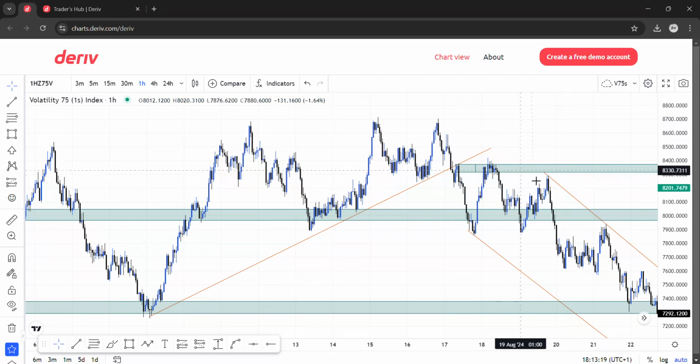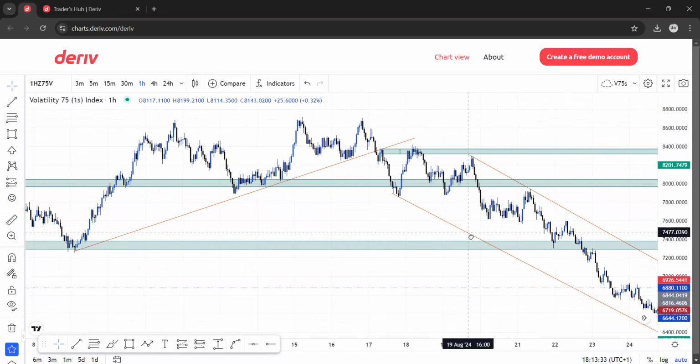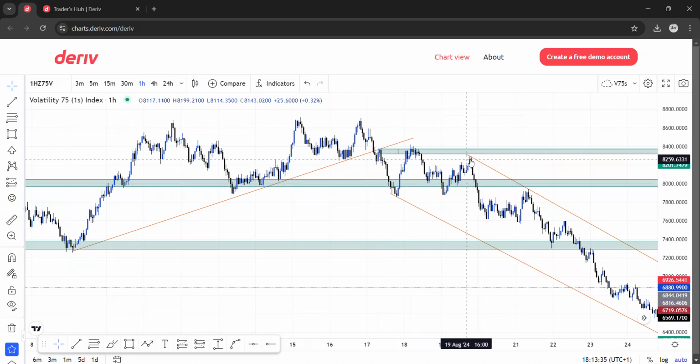This is how respectful these trades can be on the synthetic, because they respect each and every supply and demand area that they need to. And then after that you can see how swiftly price is moving to the downside. You understand? Because why? Price has broken out of the uptrend and is now in a downtrend.